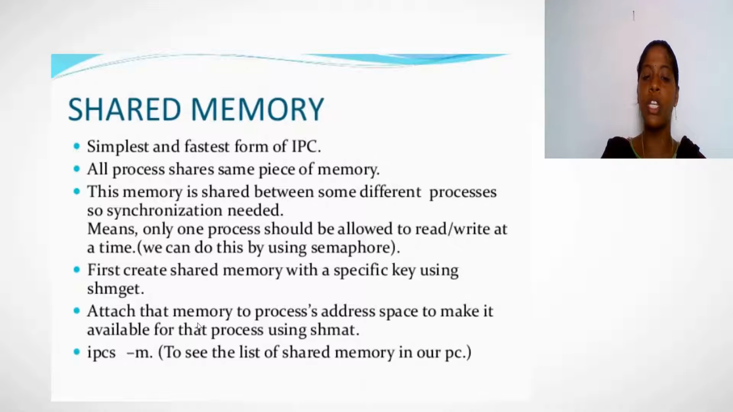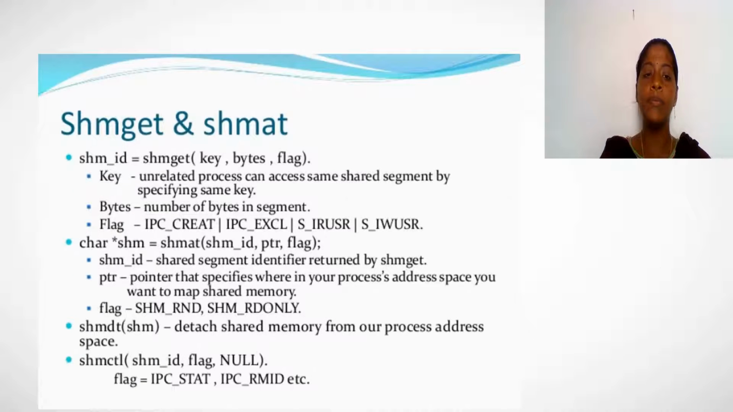SHMGET is used to create shared memory. Next, this memory is attached to the process address space to make it available in the process using SHMAT. ipcs -m is the command used to see the list of shared memory on our PC.